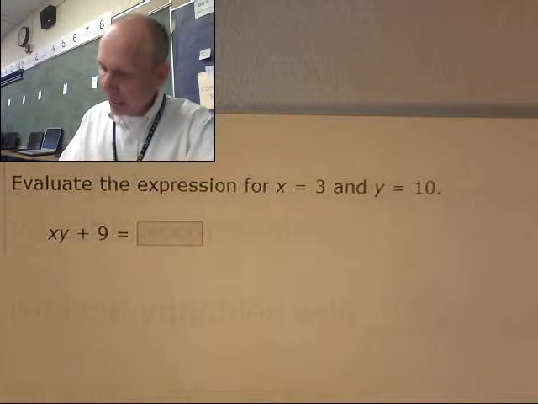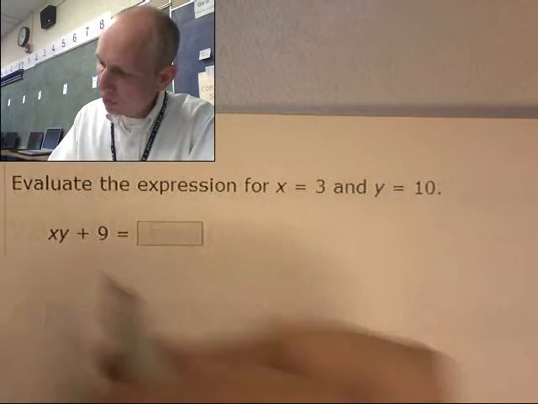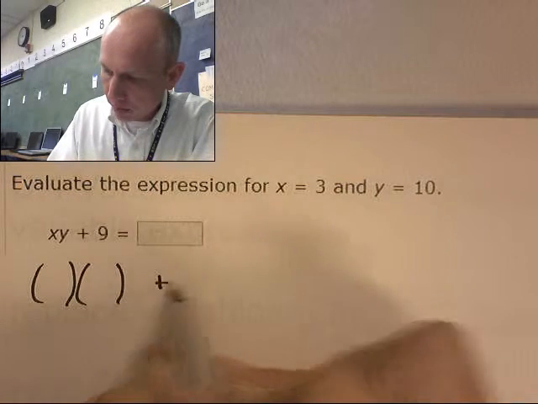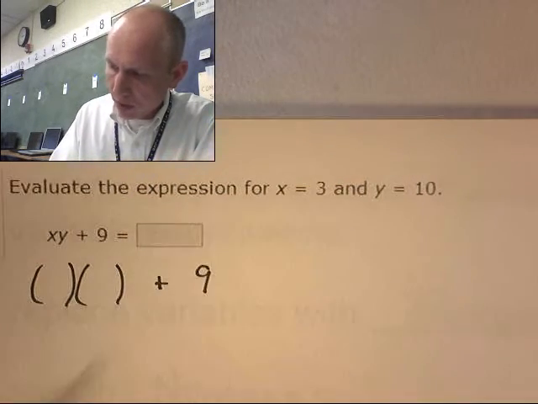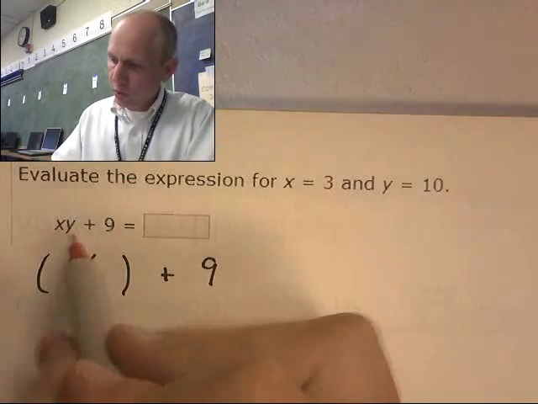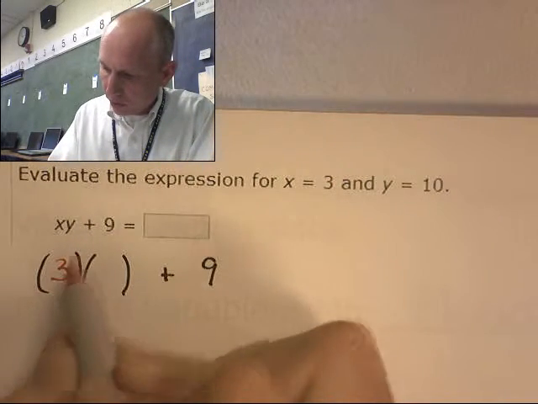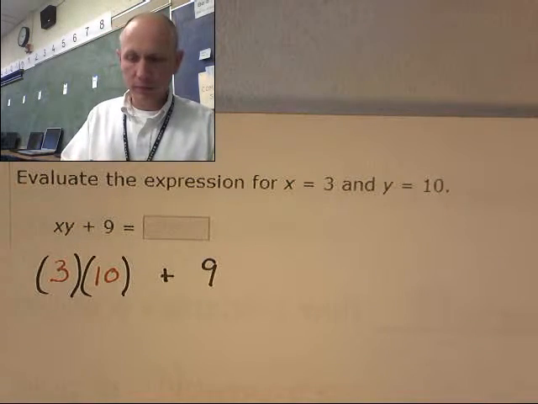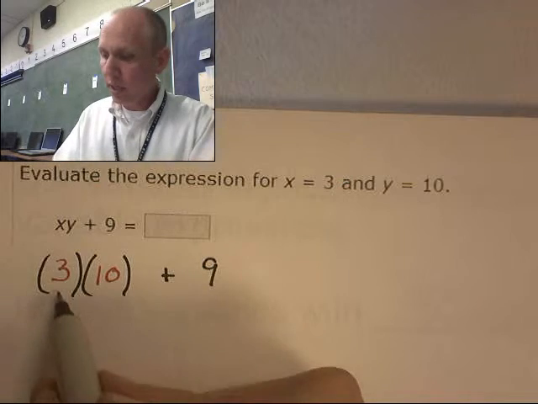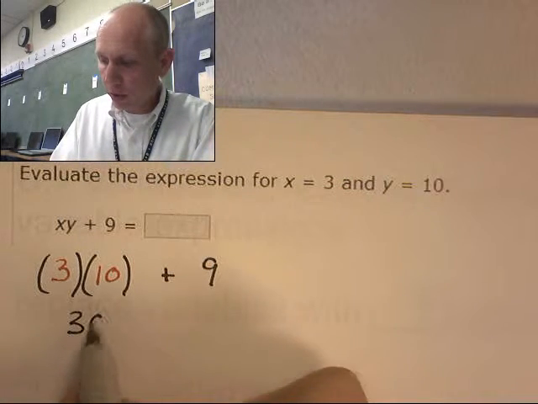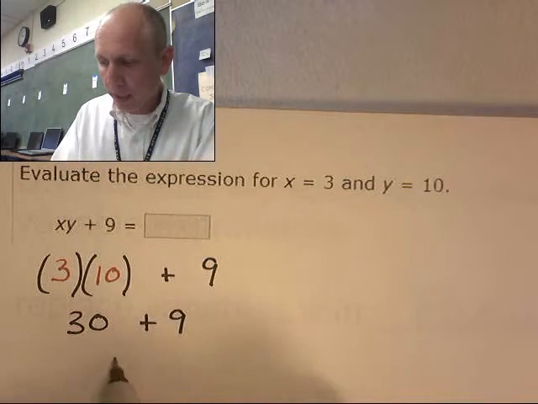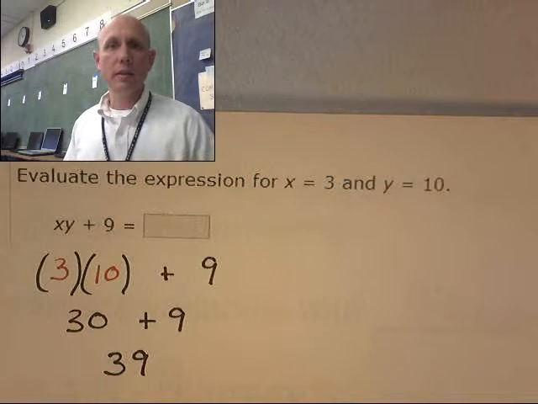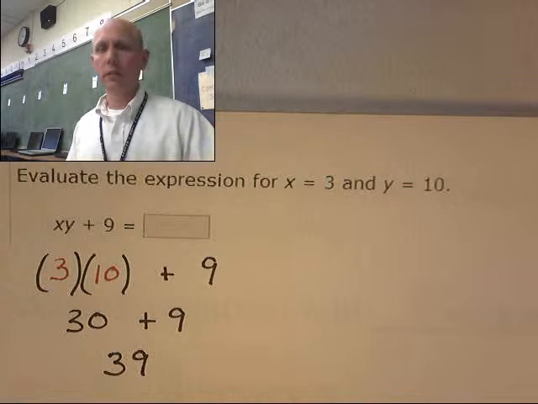Evaluate the expression for x equals 3 and y equals 10, taking out the variables, plugging in the values. X is 3, y is 10, and now I'm going to evaluate. 3 times 10 is 30, plus 9, 39. Sound effect!